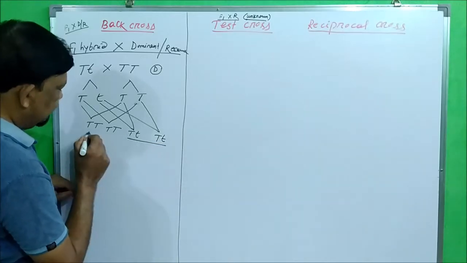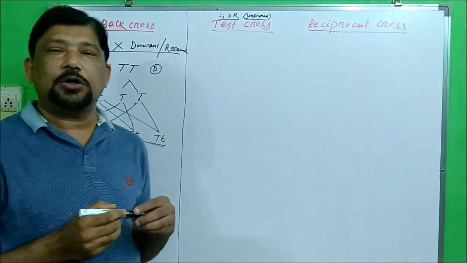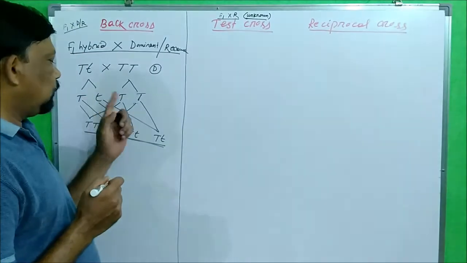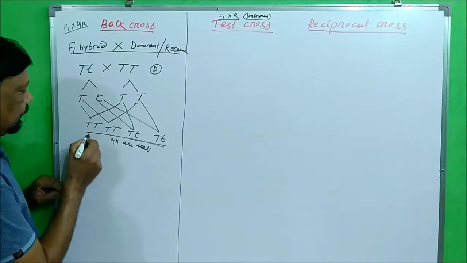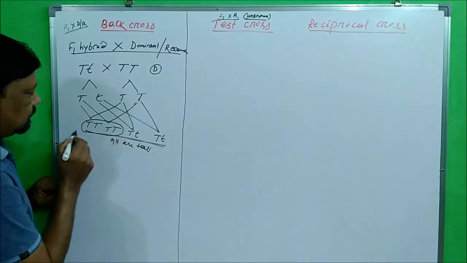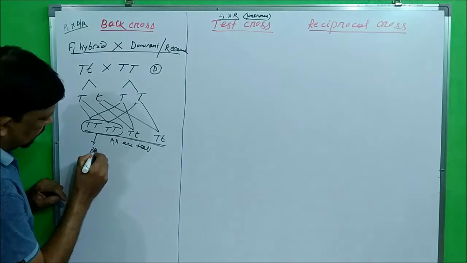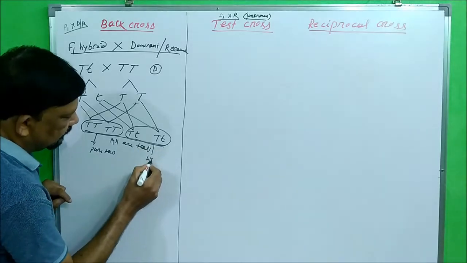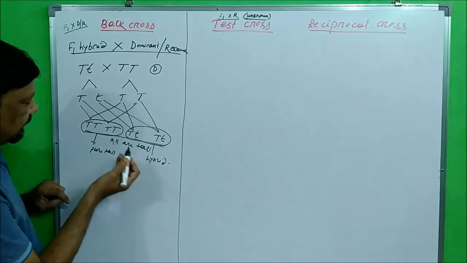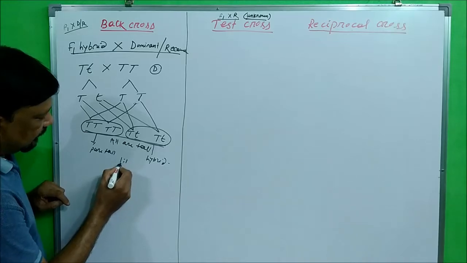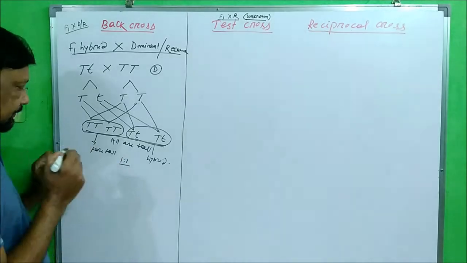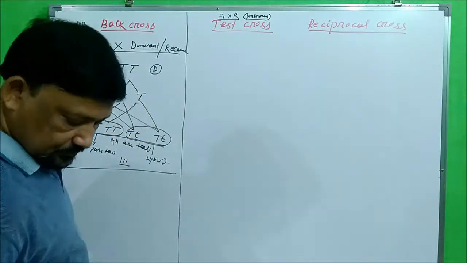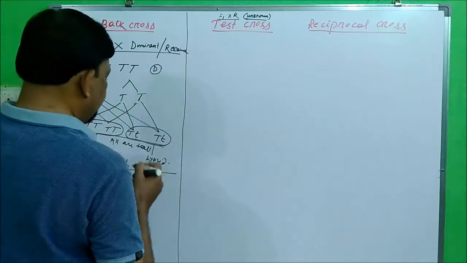So here you will get all tall plants when the F1 hybrid is crossed with a dominant parent. Now if you see the genotype, these two are pure tall and these two are hybrid tall. So between hybrid and pure you will get 1:1 ratio as far as the genotype is concerned. Clear?